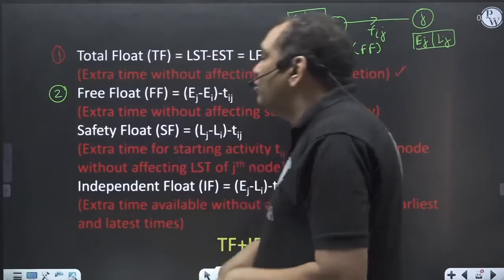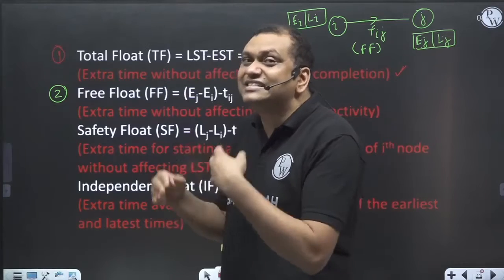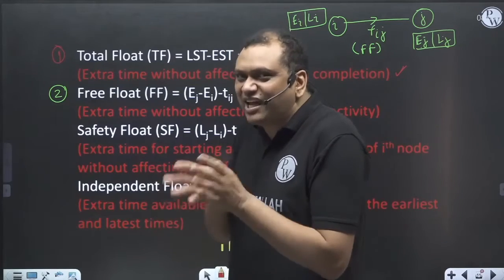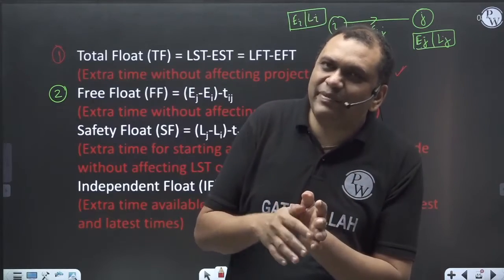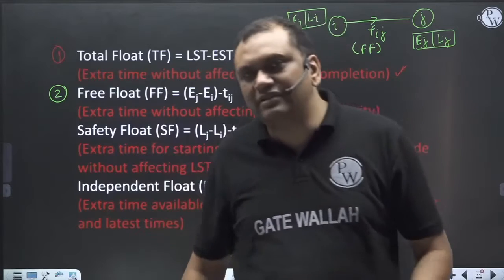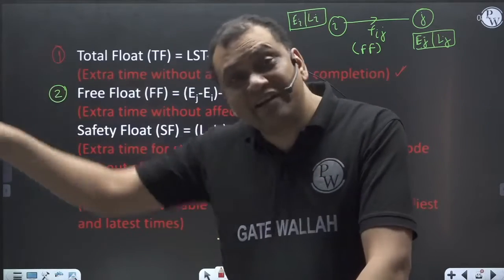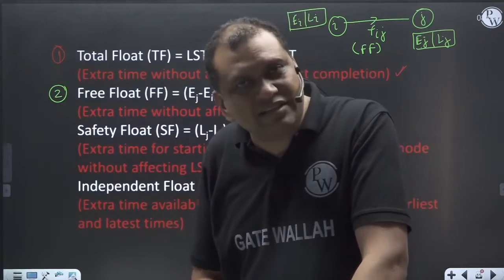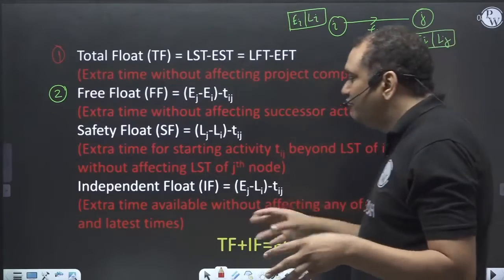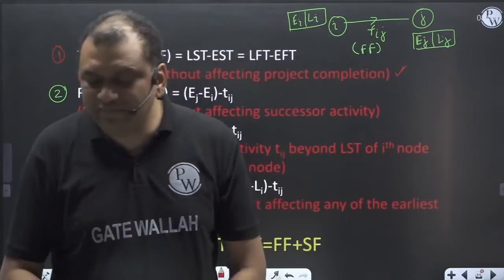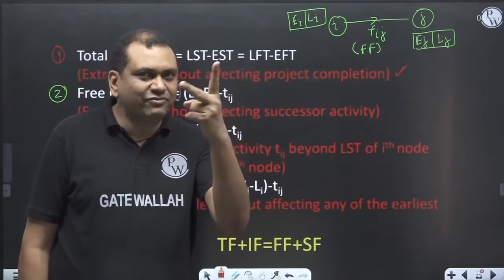Now understand what a free float is. Free float is the extra time available with an activity without affecting its successor. Cementing is a predecessor activity. Painting is a successor activity. Cementing has a 3-day float. If the cementing activity delays more than 3 days, it will affect the painting schedule. But if the delay is less than 3 days, painting will be as per their schedule. So that is free float. Free float is the extra time available with an activity without affecting the successor activity. So I have elaborately discussed with you the total float and the free float, correct?